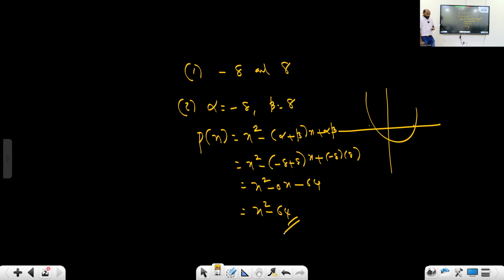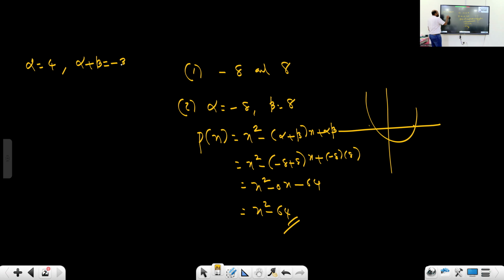Next question, 1 0 is given. Read the question carefully. 1 0 is given how much? 4. So alpha equal to 4, but the second is not beta. Read the question. What is the second given? Sum. Sum means what? Alpha plus beta. Given that, alpha plus beta is minus 3.